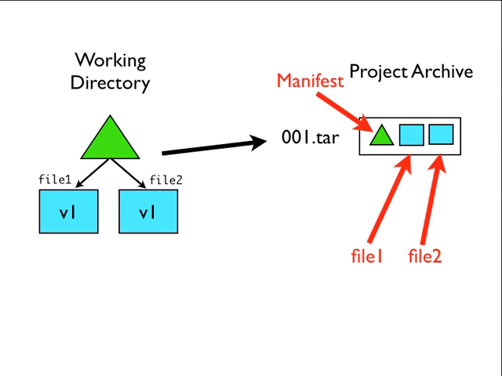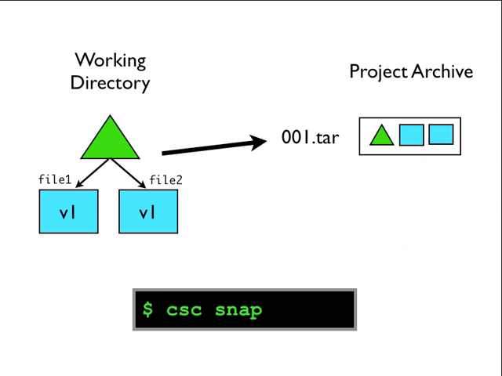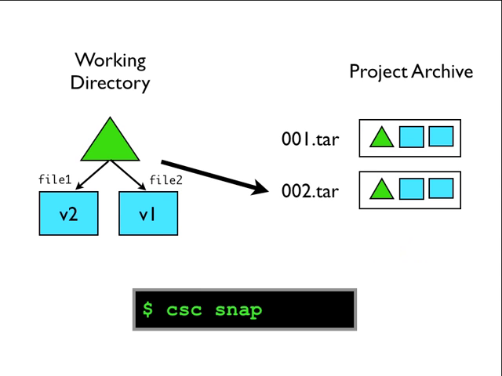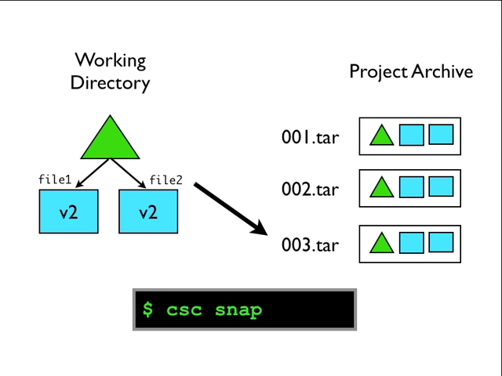So for our first cut at the CSC source control system, we're going to create a command called snap that creates a snapshot just like we did in the old days. It'll create a tar file with the manifest and embedded files. And every time we want to create a new snapshot, we just run the command again and it creates a new tar file. And it will keep track of the version numbers for us. So we can have version 1 and version 2 and create another one. There's version 3. And that works very nice and easy.